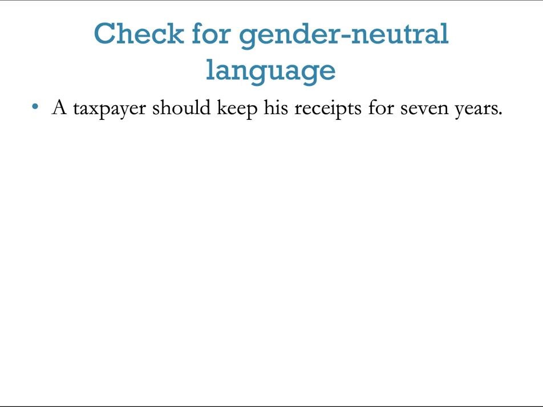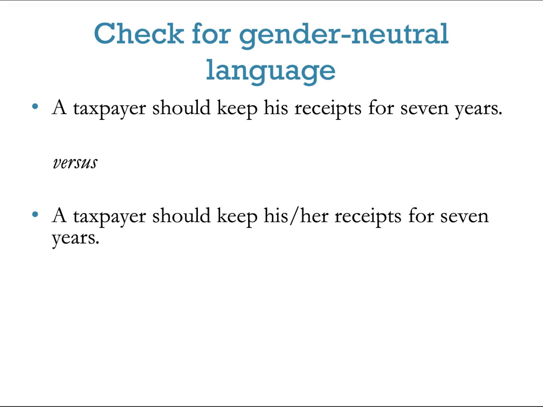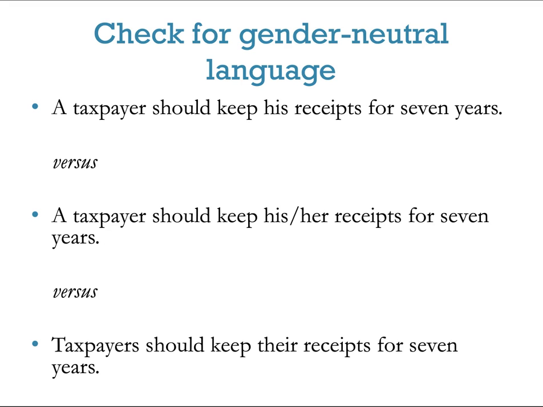Check for gender neutral language. A taxpayer should keep his receipts for 7 years. Versus, a taxpayer should keep his/her receipts for 7 years. Versus, taxpayers should keep their receipts for 7 years. This isn't about writing more concisely or more clearly, but about writing more inclusively. So whenever possible, make the subject plural to avoid using gendered pronouns when you could be referring to a reader or subject of either gender.